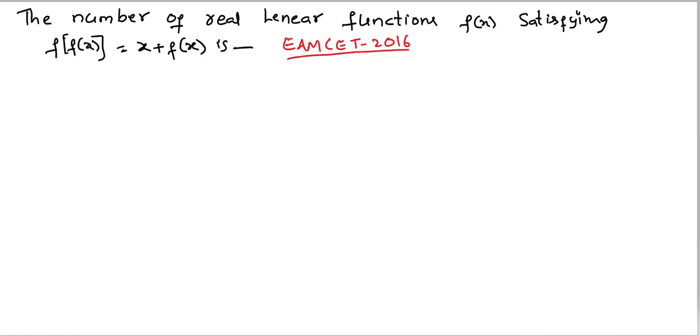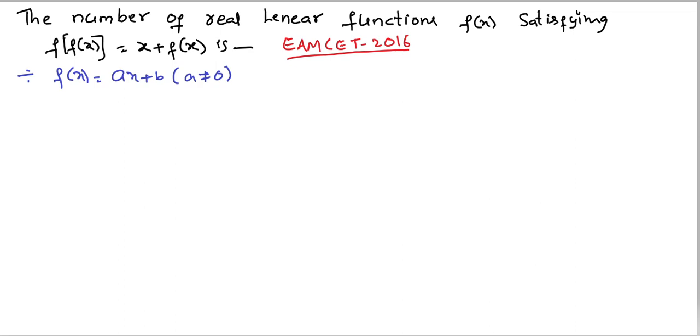The number of real linear functions f(x) satisfying f(f(x)) = x + f(x). This is an MSET 2000 question. Here it is asking for linear functions. That means take f(x) as the linear function ax + b, where a is not equal to 0.